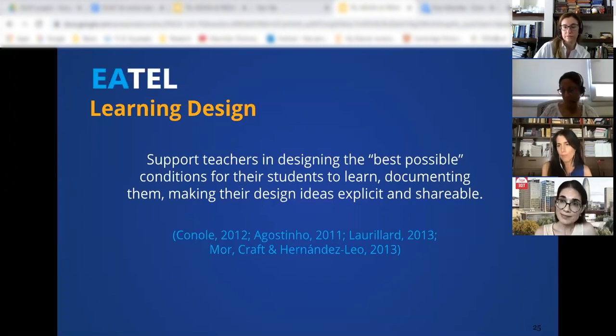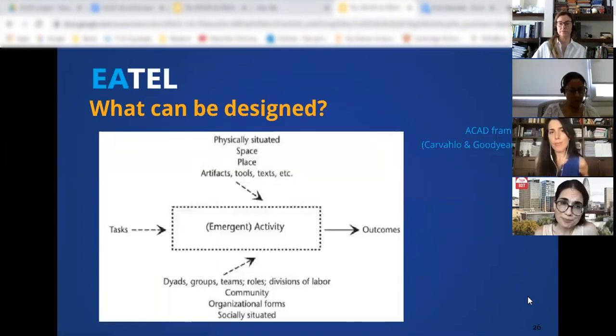So it's an area where tools are proposed for teachers to support the teachers' design practice. The idea is that the teachers can actually think of what would be the best activities to propose to their students, documenting them, making design ideas explicit and shareable. And I will tell you how design patterns, or pedagogical design patterns, are used in this context.